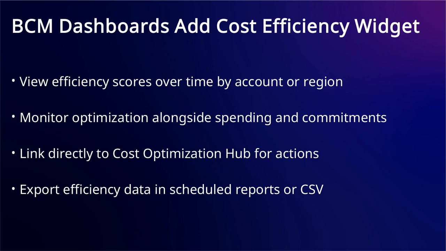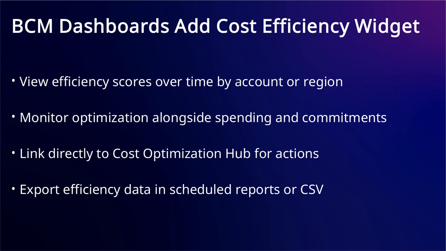Managing cost optimization in AWS requires tracking multiple metrics across different tools, making it difficult to get a unified view of spending efficiency. The cost efficiency widget in the BCM dashboard solves this by consolidating optimization tracking into your existing cost management workflows. You can view efficiency scores over time by account or region, allowing you to analyze trends at the granularity your team needs. The widget enables you to monitor optimization performance alongside spending and commitments in a single dashboard.